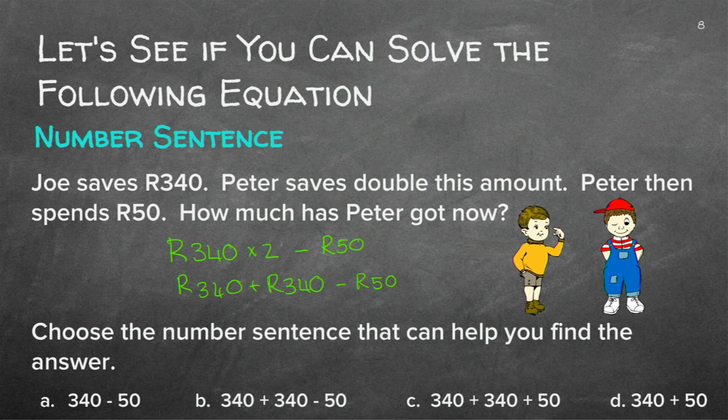They are asking how much money Peter has left now. What is the number sentence? Choose the number sentence that can help you find the answer. Now, it's definitely not 340 minus 50, because Joe started with 340. Peter had double that amount, so it's definitely not number A. 340 plus 340, yes, minus 50. Here, they added 50, but I spent money, so I don't get more money. I give it away. And here, they had 340 only once, and that was Joe. And they had plus 50 again, which is incorrect.